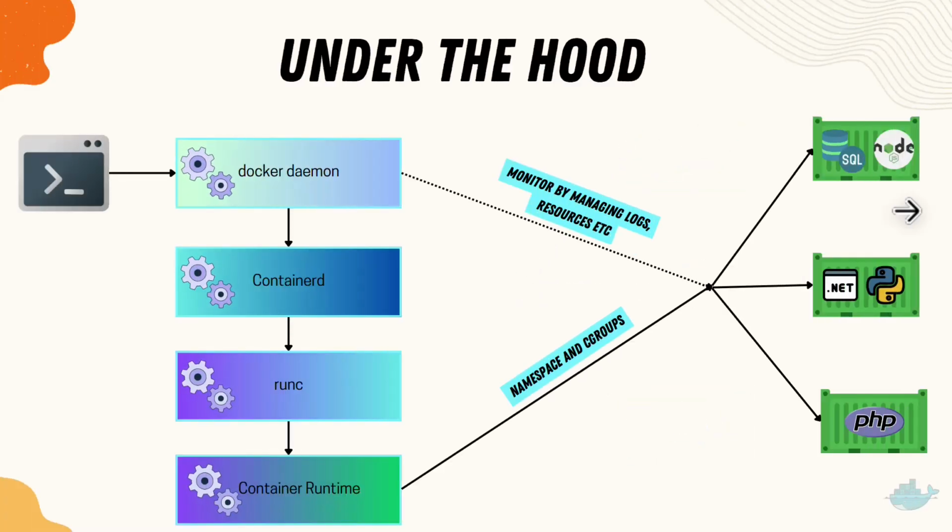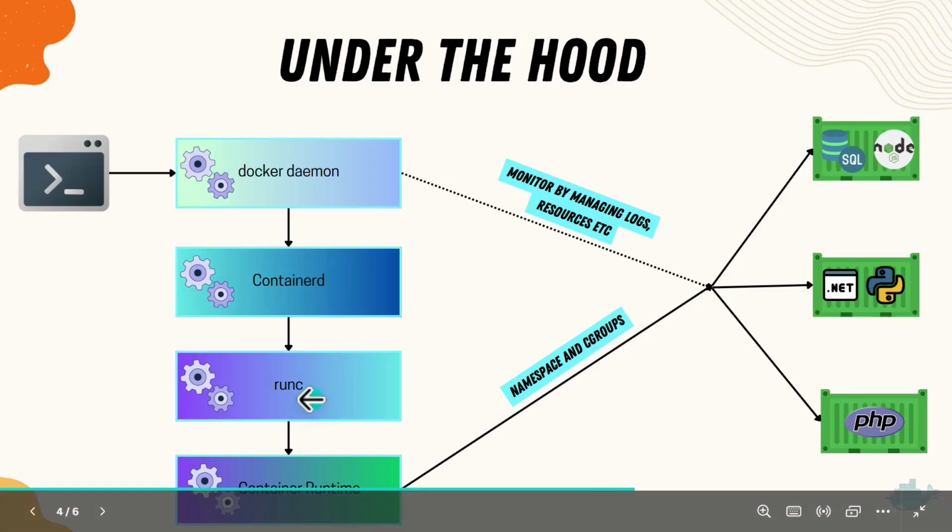So this is what happens under the hood while a CLI asks for creating a container, pulling an image, or deleting a container. You're going to be going through these many processes. You send a request to the Docker daemon, and the Docker daemon then calls containerd, and containerd calls runC, and runC calls the container runtime. Then it is going to spin up those containers for you.